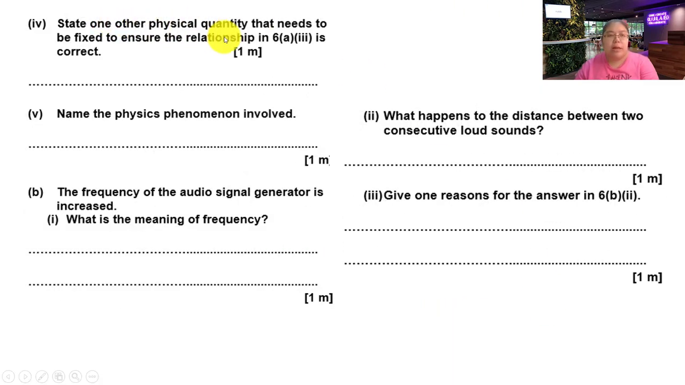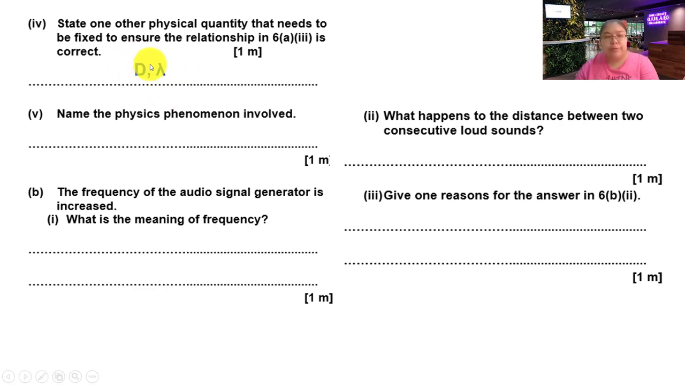Okay, state one other physical quantity that needs to be fixed to make sure the relationship in the A3 is correct. Okay, A3 is inversely proportional. What should be fixed? So you refer to the formula, lambda equals ax over D. So that means for a and x relationship, the lambda and D must be constant variables. Okay, D or lambda.